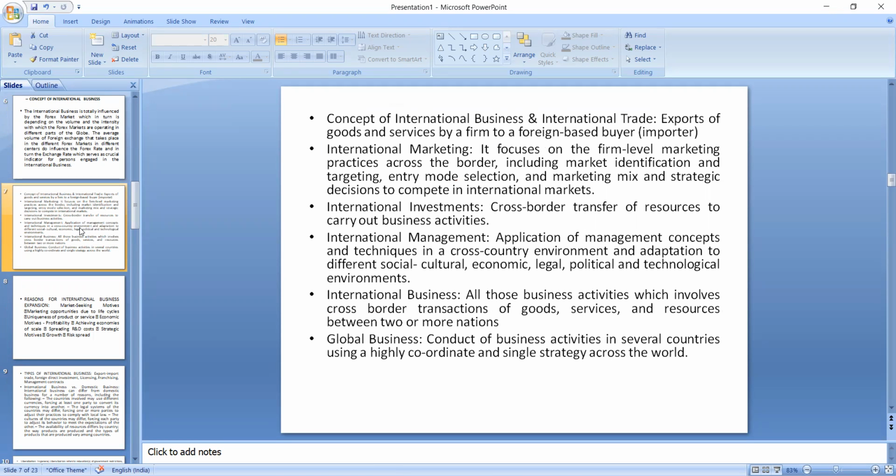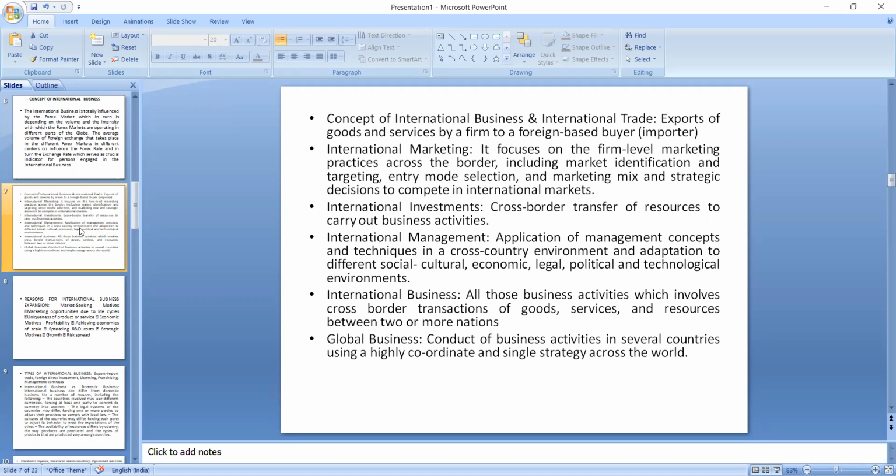Next one, yes. See this: concept of international business and international trade, exports of goods and services by the firm to a foreign-based buyer. There are various concepts normally used: international marketing, international investments, international management, international business, global business. International marketing focuses on firm-level marketing practices across the border, including market identification and targeting, entry mode selection, and marketing mix and strategic decisions to compete in international markets. Strategic management also plays an important role in international marketing, right?